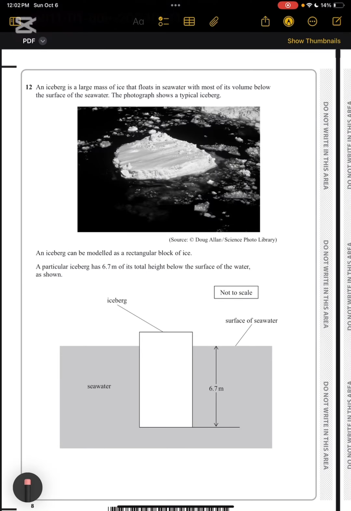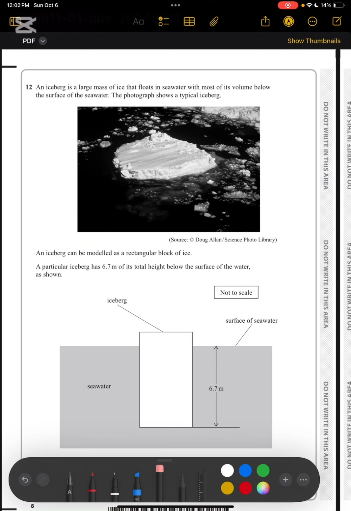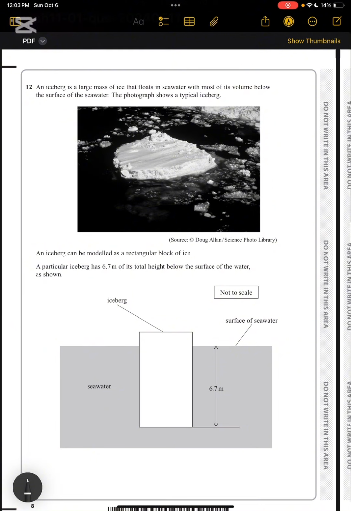So let's solve question number 12. They have said an iceberg is a large mass of ice that floats in seawater with most of its volume below the surface of the seawater. So the thing is, this iceberg is floating in the water, and most of its part is below the surface of the water.